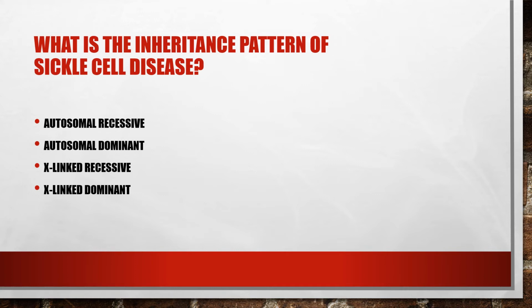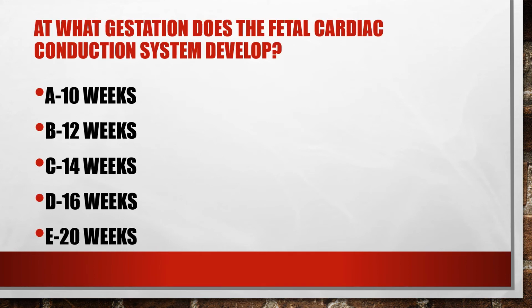So, what is the inheritance pattern of sickle cell disease? Is it autosomal recessive, autosomal dominant, X-linked recessive, or X-linked dominant? Recessive. So, at what gestation does the fetal cardiac conduction system develop? Is it 10 weeks, 12 weeks, 14 weeks, 16 weeks, or 20 weeks?